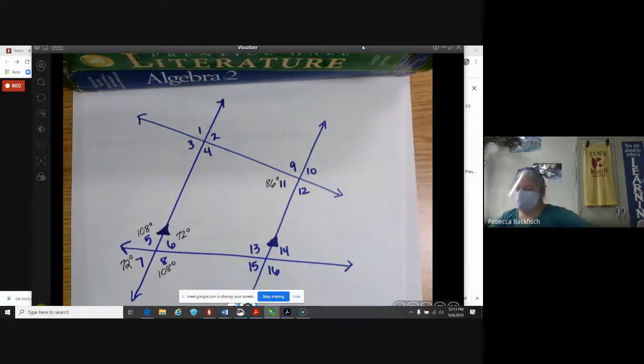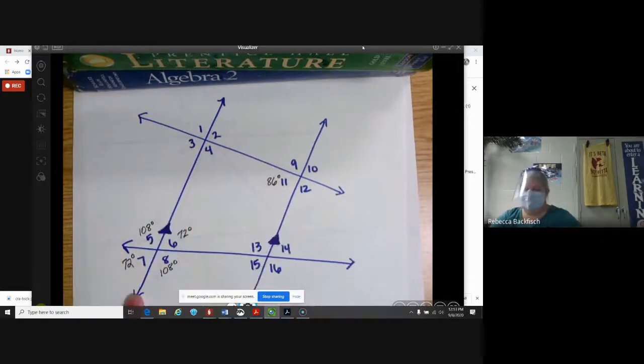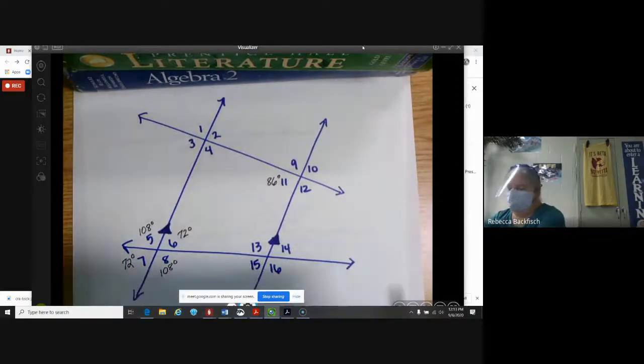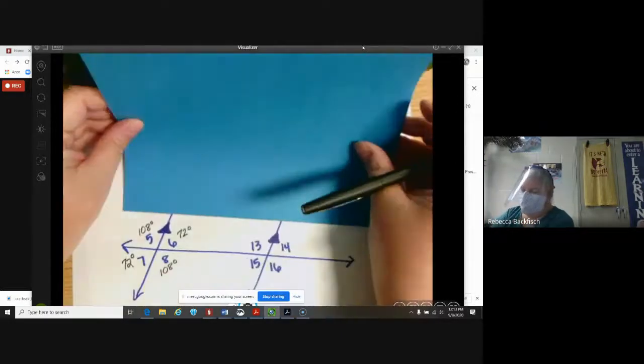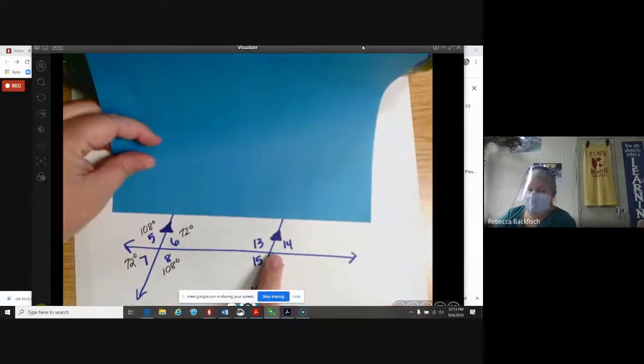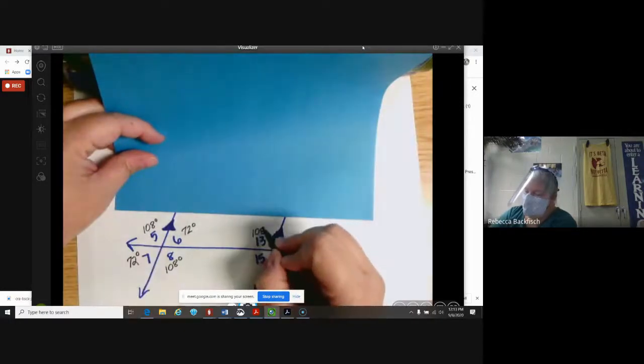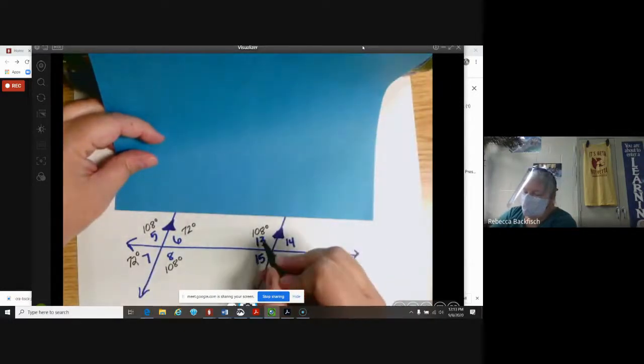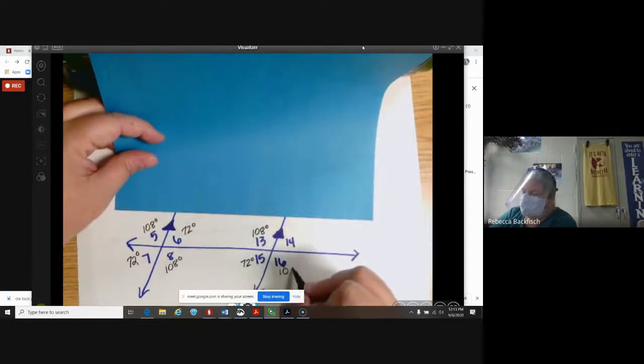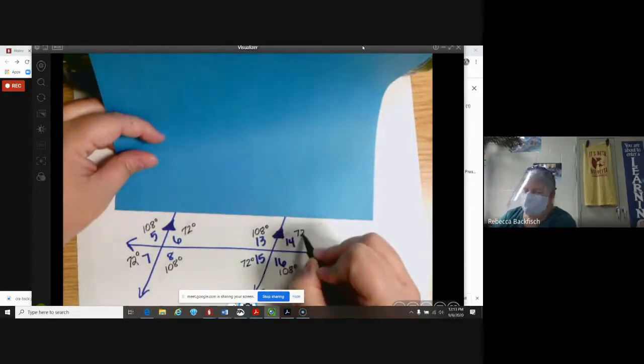And then again, this is a transversal that's crossing two parallel lines. So I'm going to focus only on the relationships between these two intersections. And I'm just going to do corresponding angles, I think. 5 corresponds to 13. And then I can find all of these by knowing just angle 13. So this is 72, this is 108, and this is 72.